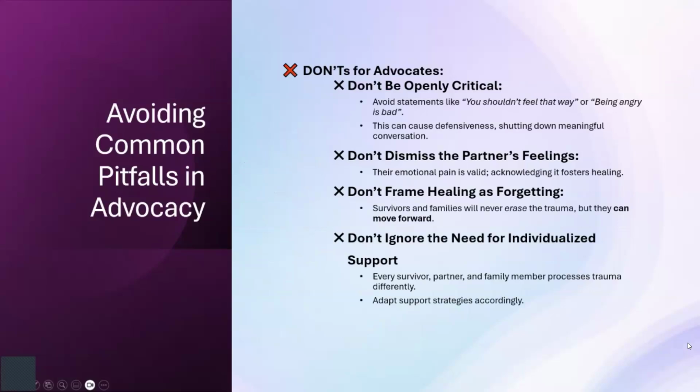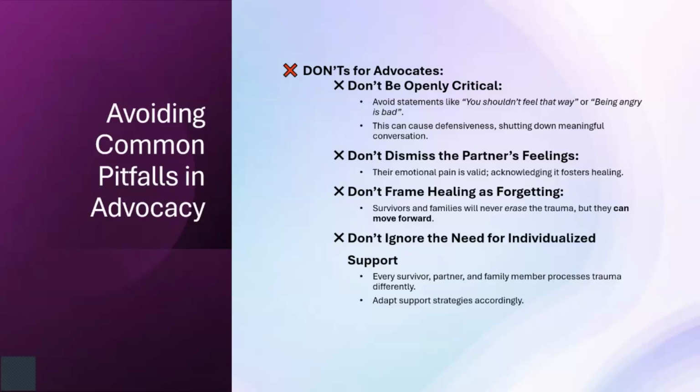All right, so avoid these common pitfalls when you're an advocate, okay? Do not be openly critical, okay? If the secondary victim is very angry, saying, I just want to kill him, I just want to hurt him, these are very valid feelings. You should not tell them you shouldn't feel that way, okay? Being angry is bad, or, this is not helpful, you acting like this right now. We want to avoid those statements, okay?